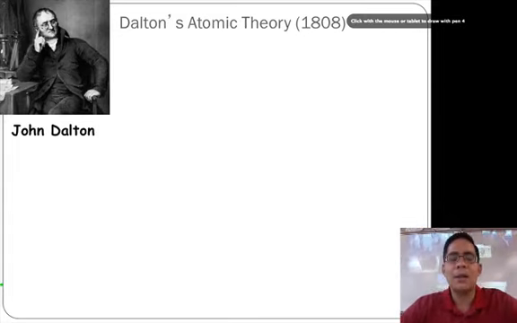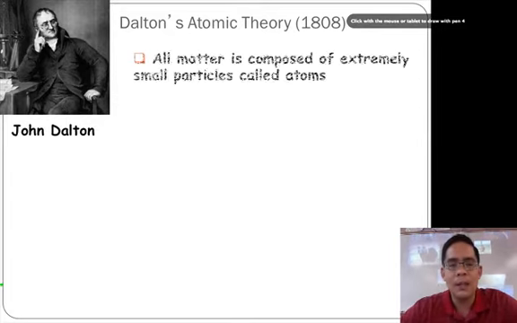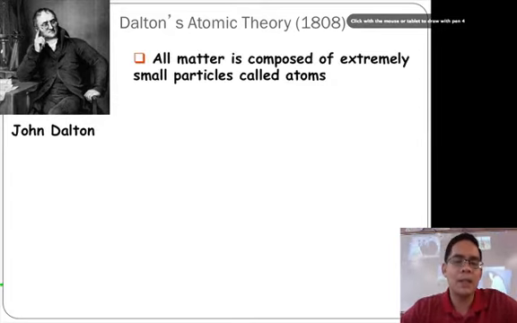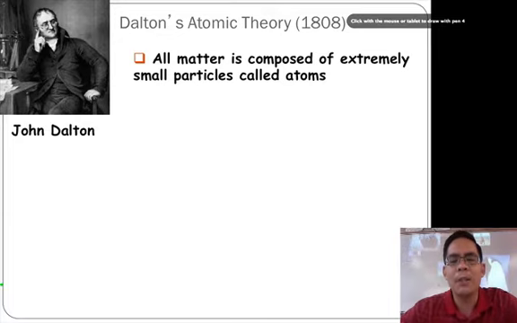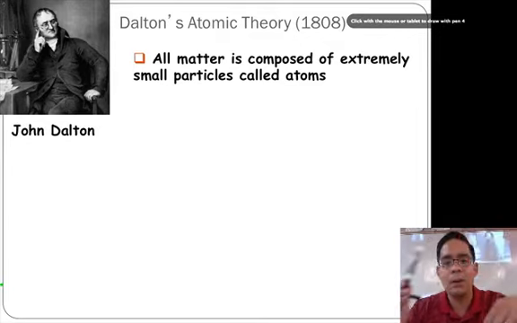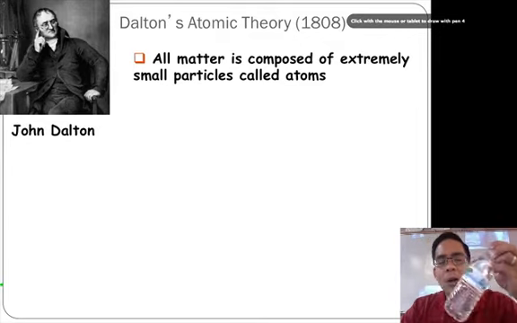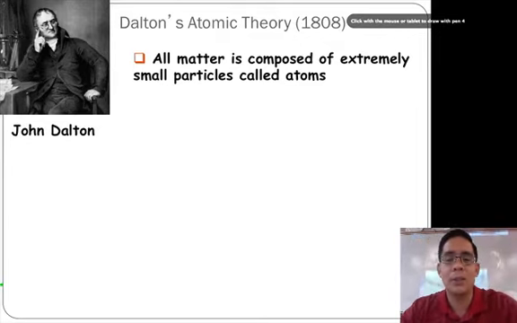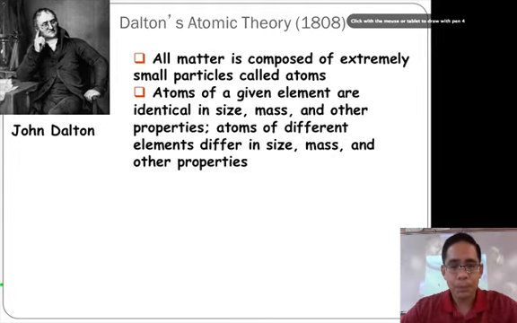Back in 1808, Dalton came up with an atomic theory, and his atomic theory basically contains 5 parts. All matter is composed of extremely small particles called atoms. So using the word atomos from Democritus, when we talk about anything, paper, pens, water, all of these contain atoms, as long as it's considered matter, not empty space. The second thing is, atoms of a given element are identical in size, mass, and other properties. Atoms of different elements differ in size, mass, and other properties.